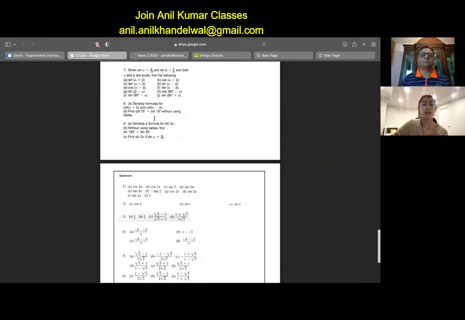Next, develop a formula for sine 2A. I think this is just our double angle. Yeah, we know that. 2 sine A cos A, right? So that's just 2 sine A cos A.